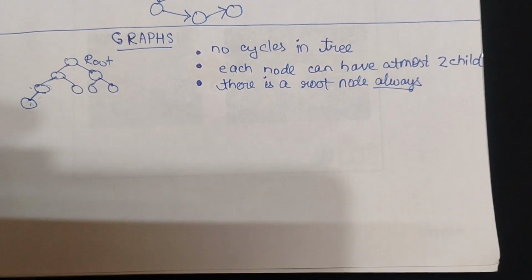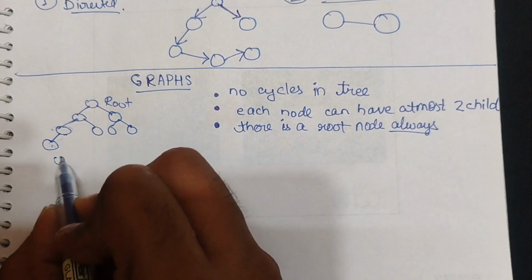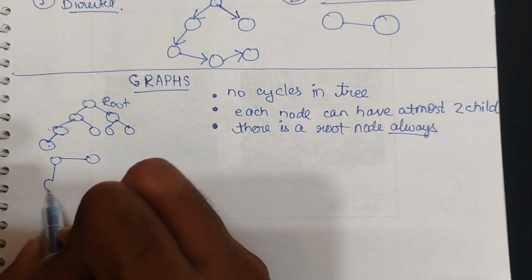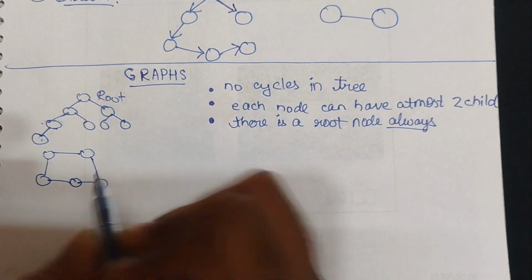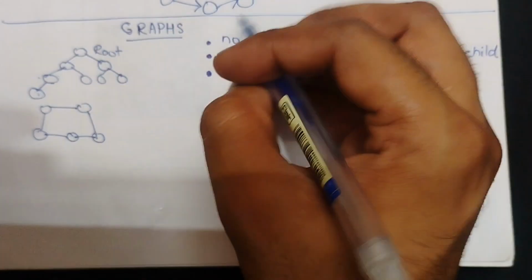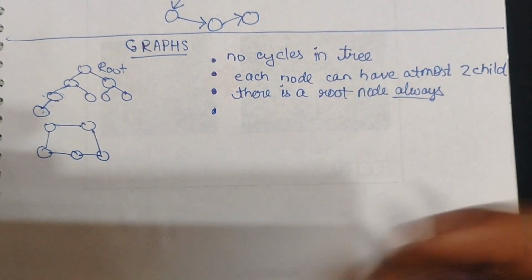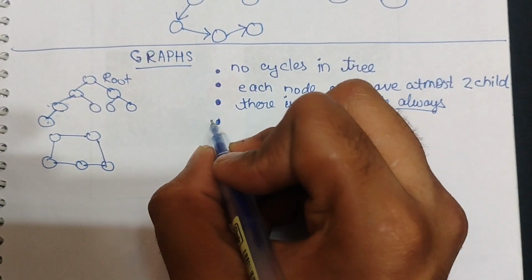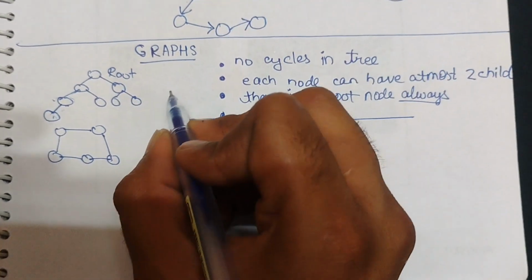Now we'll start with graphs. Let me make a simple graph over here, and like this, right? So this is a graph. Now we'll discuss some of its characteristics. Wait a second, I'll make a partition. So these were of the tree.